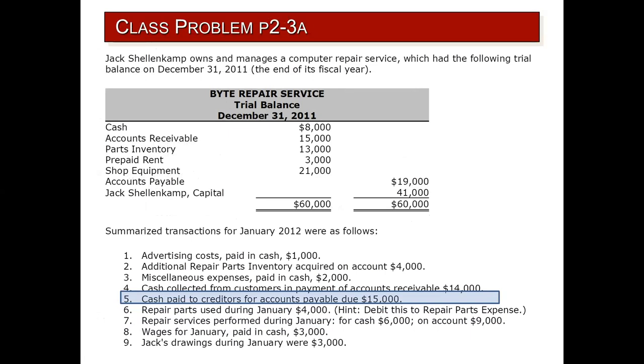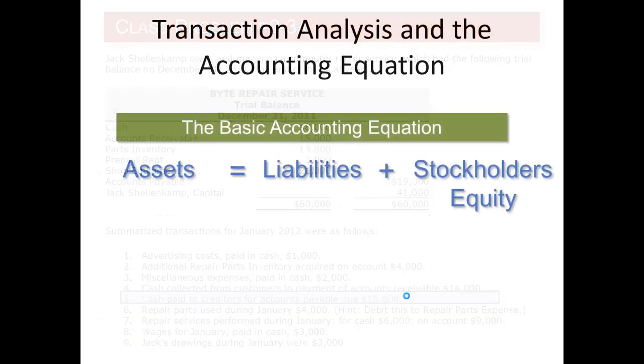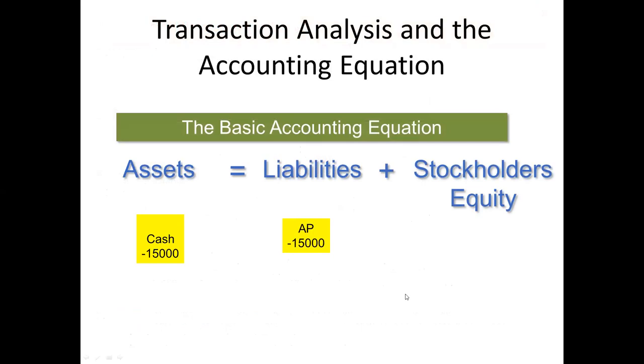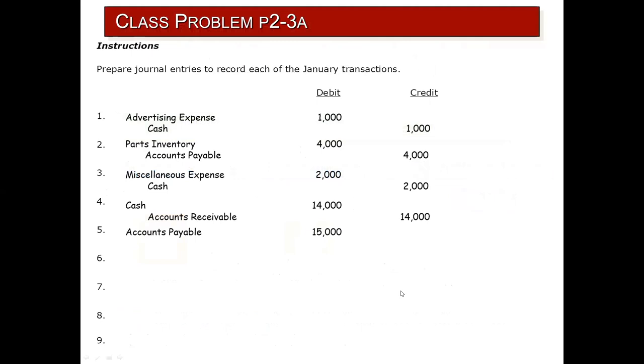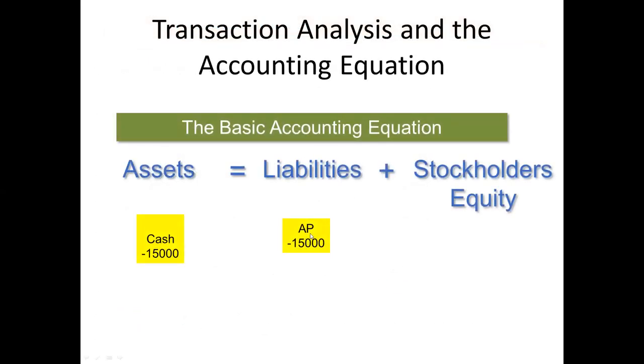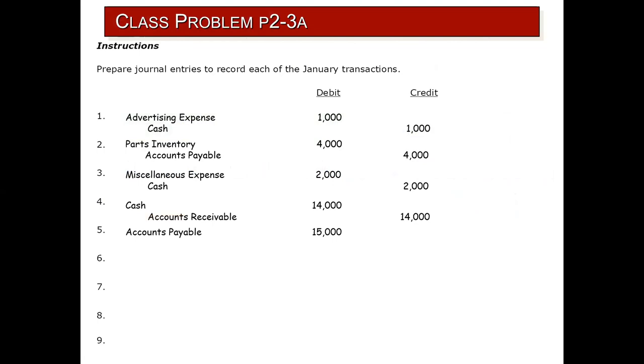Cash paid to creditors for $15,000 due. So we had an accounts payable balance here of 19 at the end of December, and apparently they paid off 15,000 of it in January. So cash goes down by 15, liabilities also go down by 15. Remember, the normal balance in a liability account is a credit, so when you reduce liability, you're going to debit that balance. And of course, the asset is going to decrease by 15.